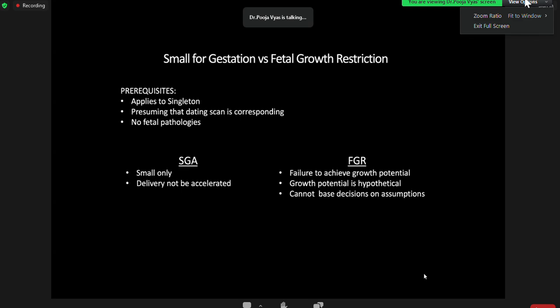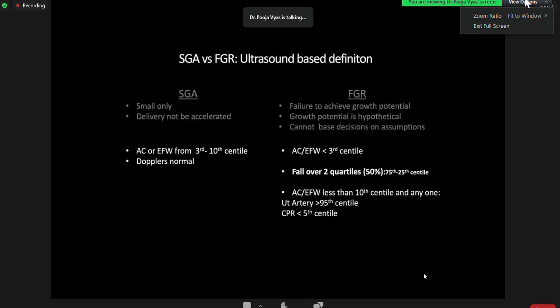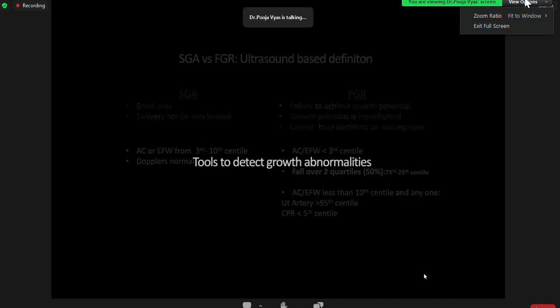So a small for gestation baby is constitutionally small, okay? And a FGR baby has got failure to achieve growth potential. The Dopplers are going to be normal in small for gestational age, whereas in FGR, the Dopplers will not be normal, as we will be seeing in the further talk.